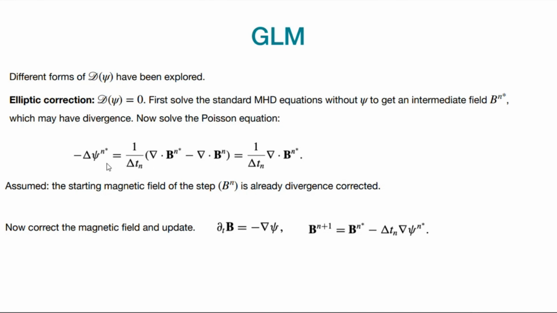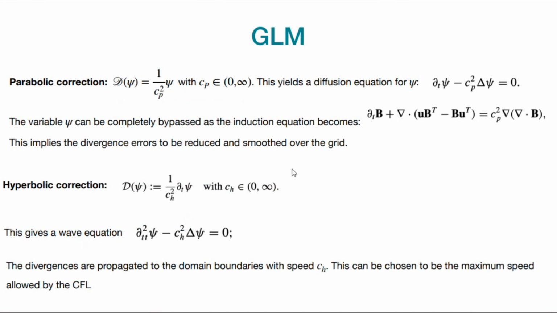Essentially, your Poisson equation looks like this, where your del square psi has a source term, which is the divergence of Bn star, the semi-correct or intermediate solution you have obtained from the MHD full Riemann problems, etc. Now, if you correct this, you use the previous equation and you can find the corrected form of the equation. So this is one way to correct it. This is not very ideal because you need to solve a Poisson equation, which is not very trivial.